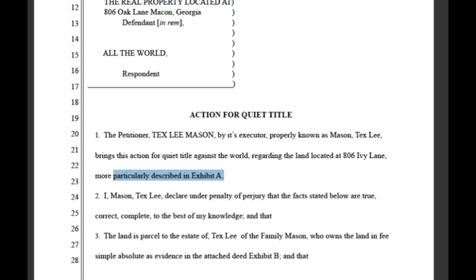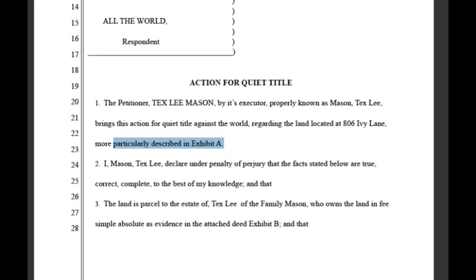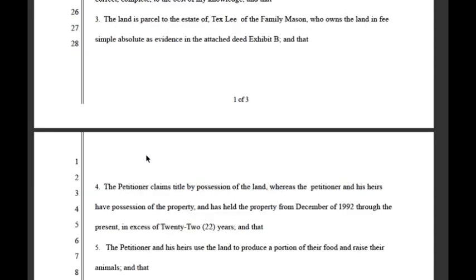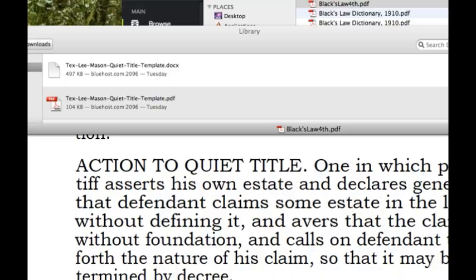I, Mason Tex Lee, declare under penalty of perjury that the facts stated below are true, correct, and complete to the best of my knowledge. I set it up like an affidavit. The land is parcel to the estate of Tex Lee of the family of Son, who owns the land in fee simple absolute, as evidenced by the attached Exhibit B. That's going to be your warranty deed or your grant deed. I'm not going to go through this whole thing. This template is available for the premium subscription group at thctrust.org.